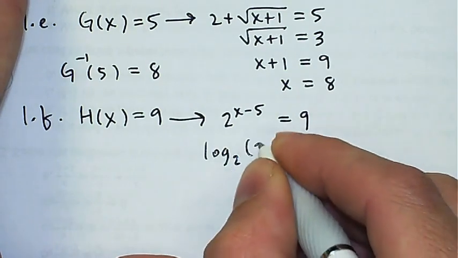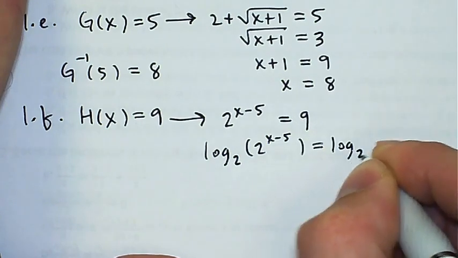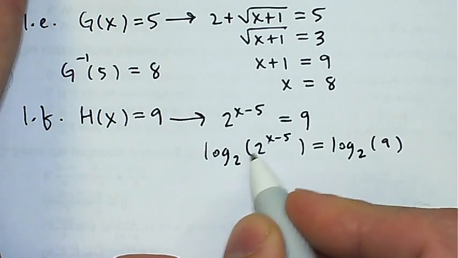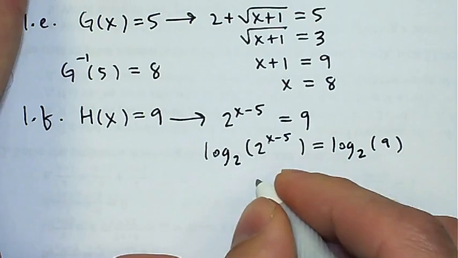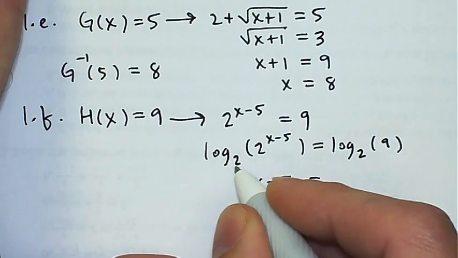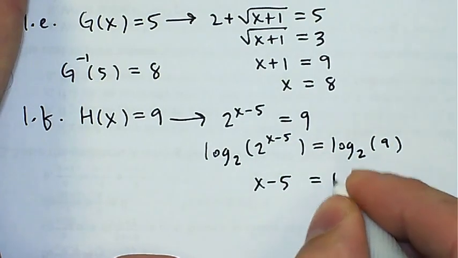So log base 2 of 2 to the x minus 5 is going to equal log base 2 of 9. These things kind of undo each other, and so I'm just going to have x minus 5. Or I could think about this log as the exponent I put on 2 to get 2 to the x minus 5, which would be that x minus 5 exponent, however you want it.